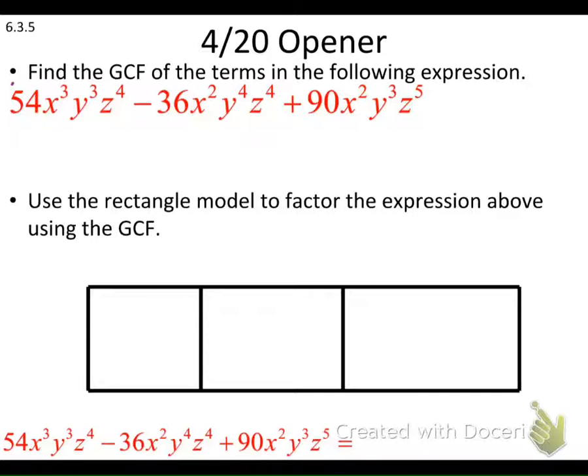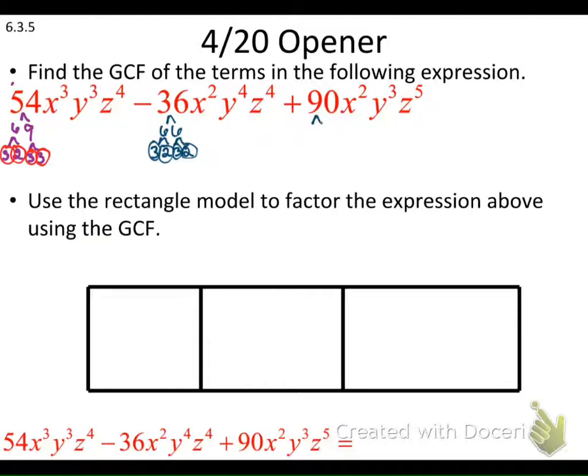Two numbers that multiply to get 54: 6 and 9. 2 and 3. And then 3 and 3. Very good. Thank you. All right, moving over to 36. Two numbers that multiply to get 36 are 6 and 6, which is 3 and 2, and 3 and 2. Circle my prime numbers.